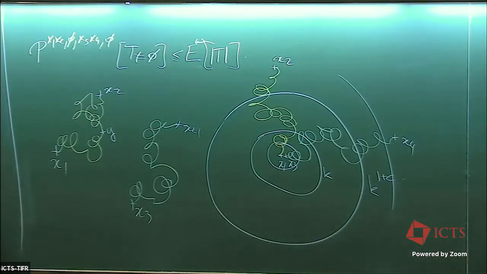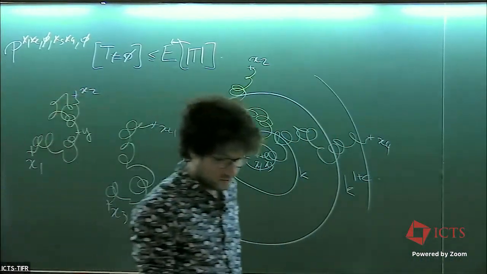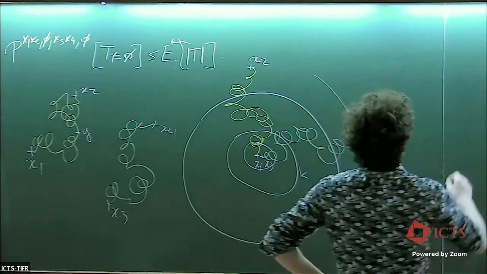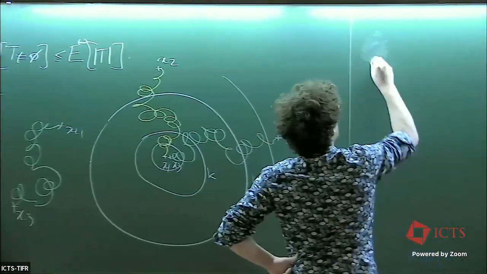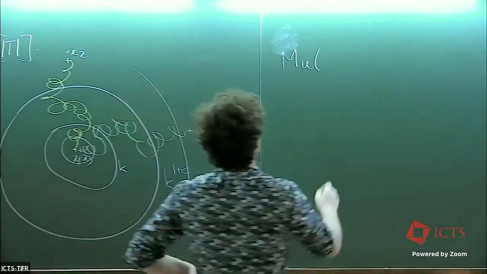So let me try to be a little bit more rigorous on the different steps. So let's define mu of tk or xk.